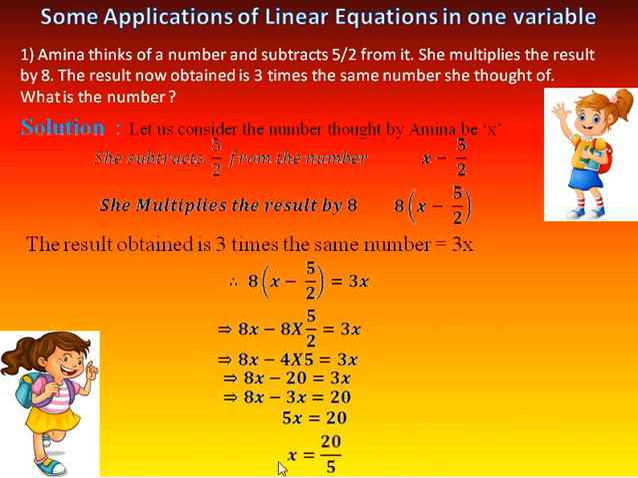x is equal to 20 by 5. Take this 5 to the denominator. Therefore x is equal to 4. 4 is the number that Amina thought of. So in this way we can solve linear equations in one variable for real life problems, life circumstances.